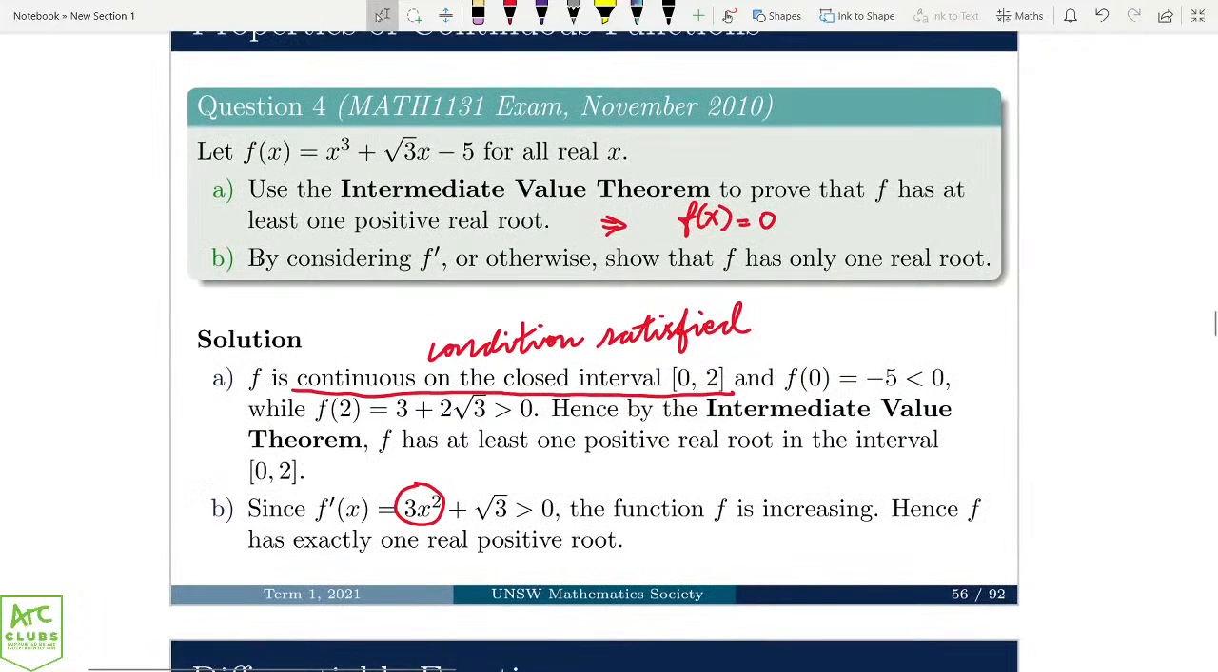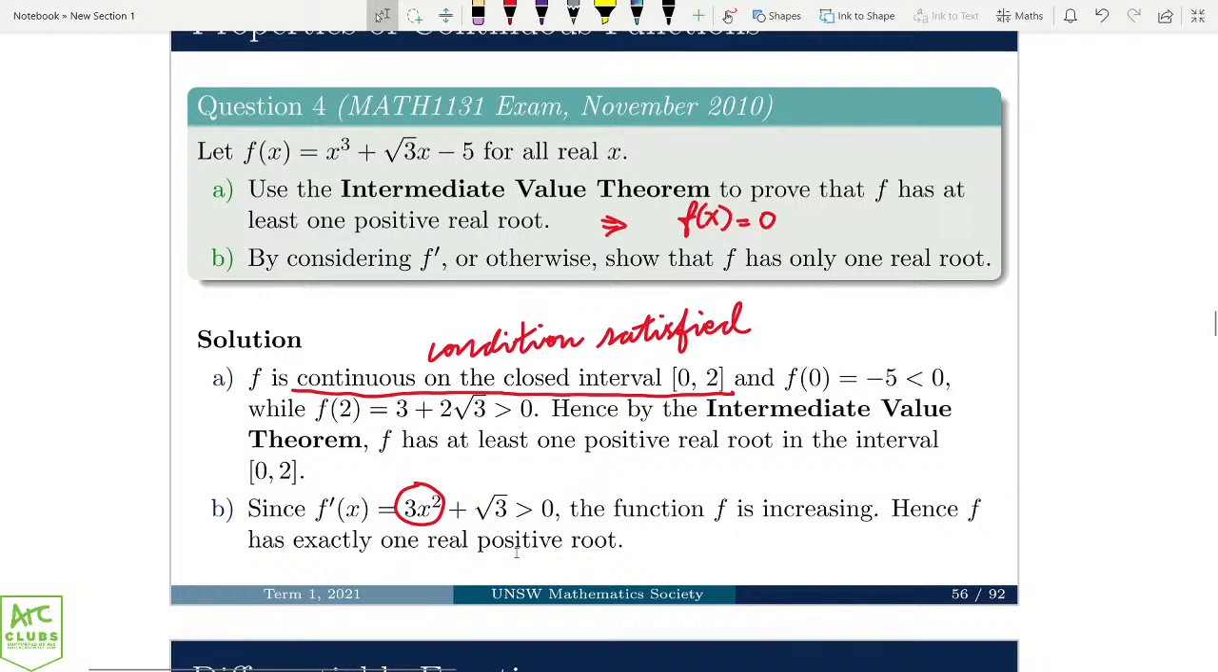Even if our question doesn't ask you to consider f dash, so even if you're not provided with this particular hint, you should be able to link a question asking about the number of roots of the function f to the derivative of the function. Because remember, if our function is decreasing or increasing within this particular interval, then we know for sure that it only passes through each point once. So it's only going to have one real positive root.